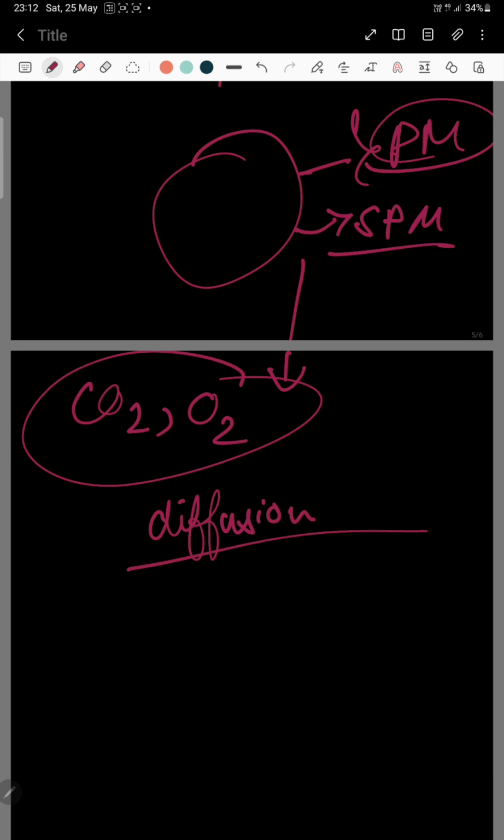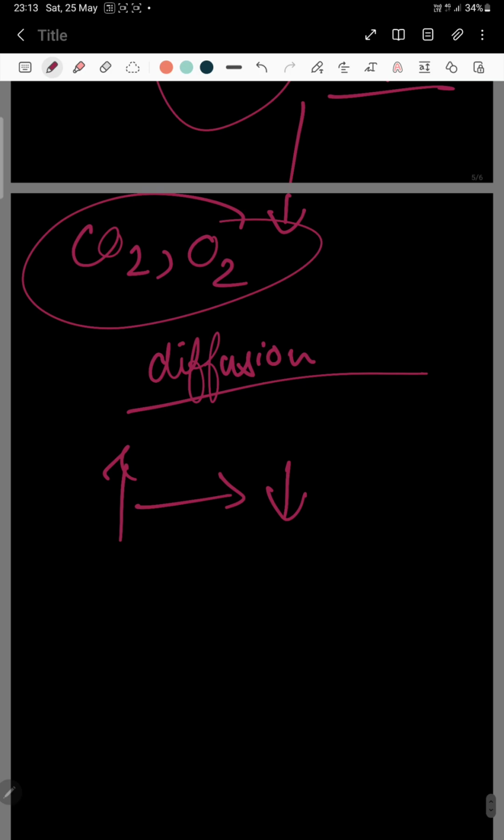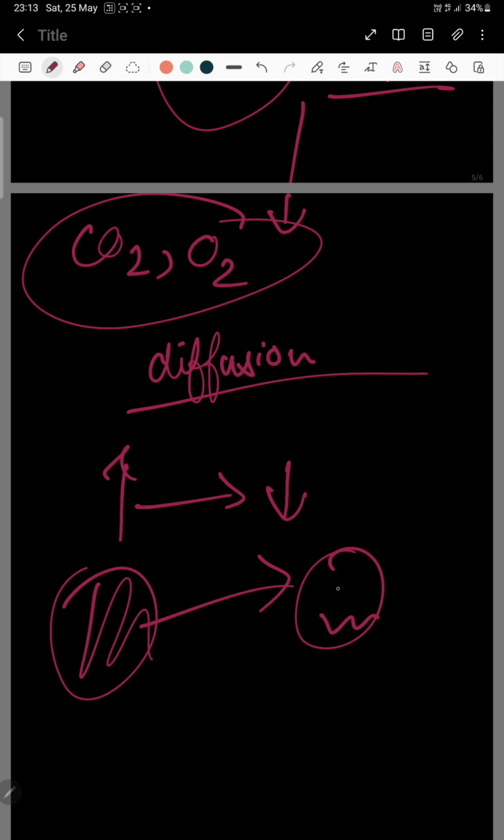Now let's understand what is diffusion. Diffusion is the spontaneous movement of a substance from a region of high concentration to a region where concentration is low. It means that if something is present in high quantity in some place, and in low quantity in another place, then to establish equilibrium the substance moves from one place to another, right?